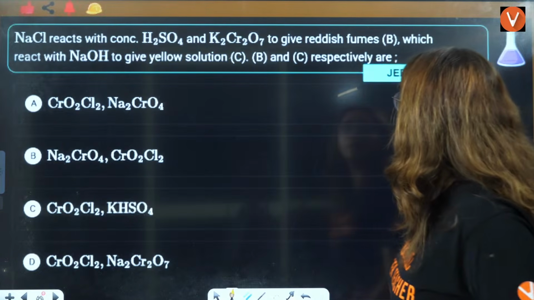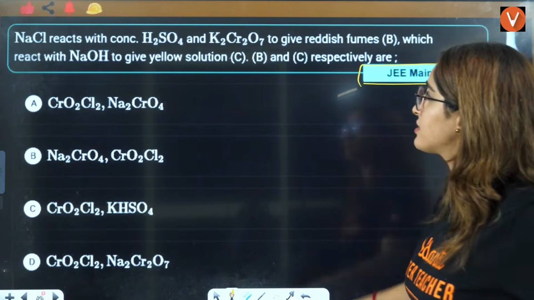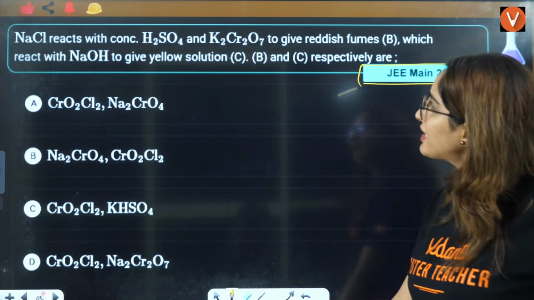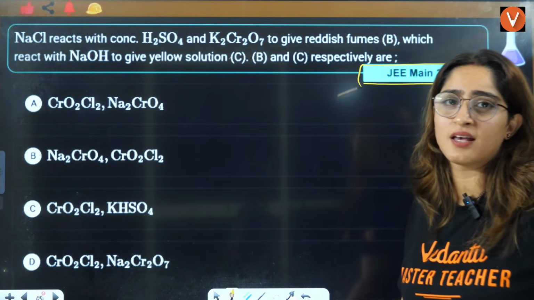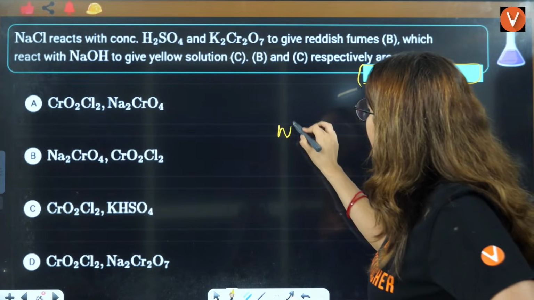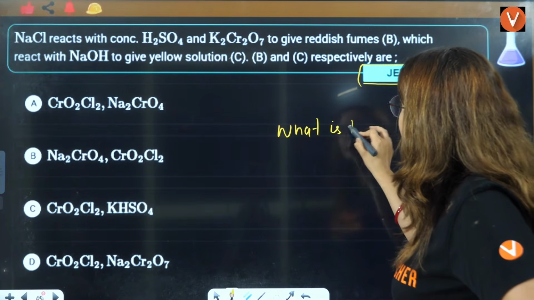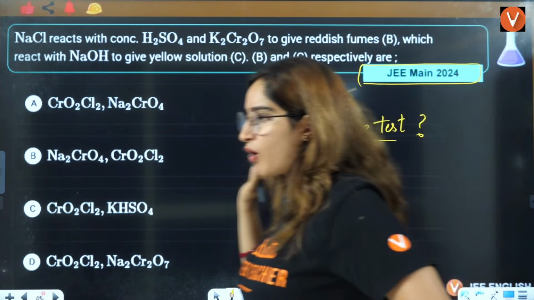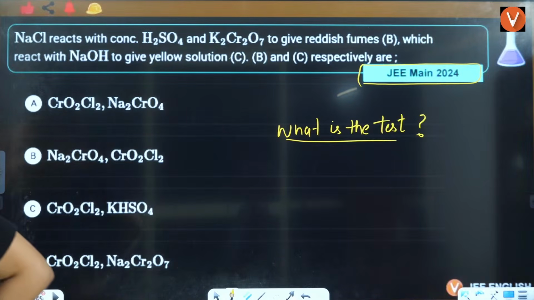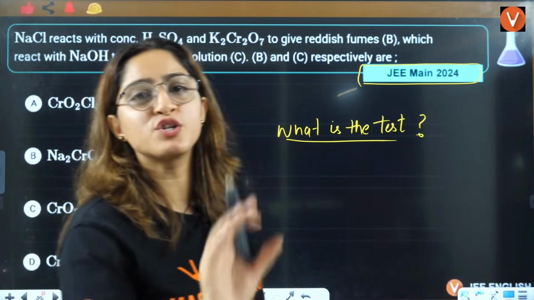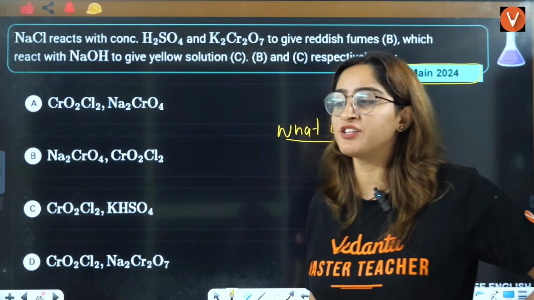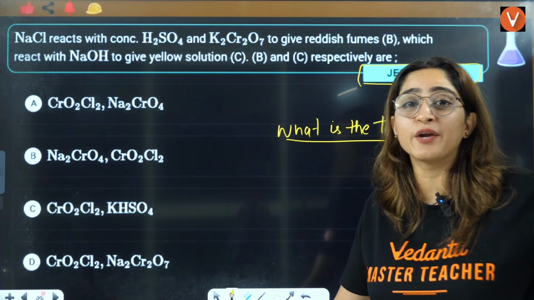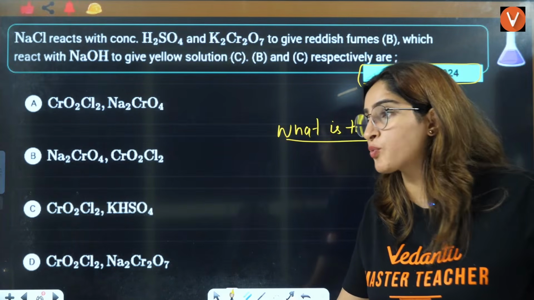Let's see the next one, that is a JEE 2024 question. NaCl reacts with concentrated H2SO4 and K2Cr2O7. Can you see this? What is the name of the test? Anybody in the chat box? Anybody who is listening to this class? Anybody who wants to get into a good admission in a good engineering college? I'm not even asking you a JEE Advanced question, I'm asking you a JEE Main question.